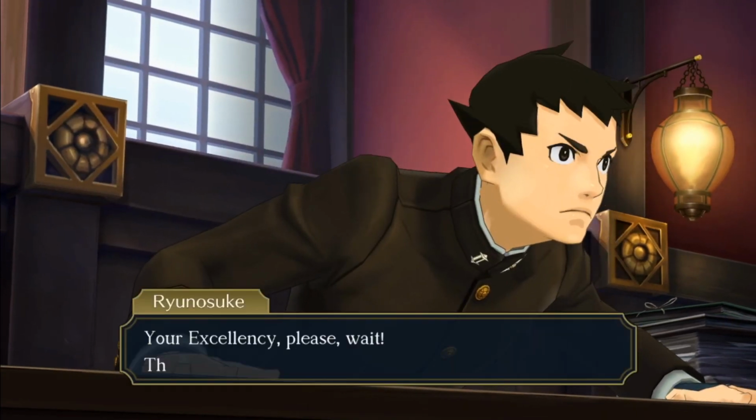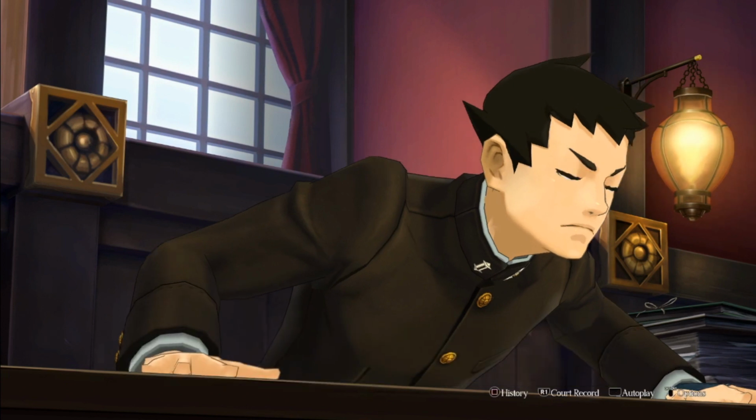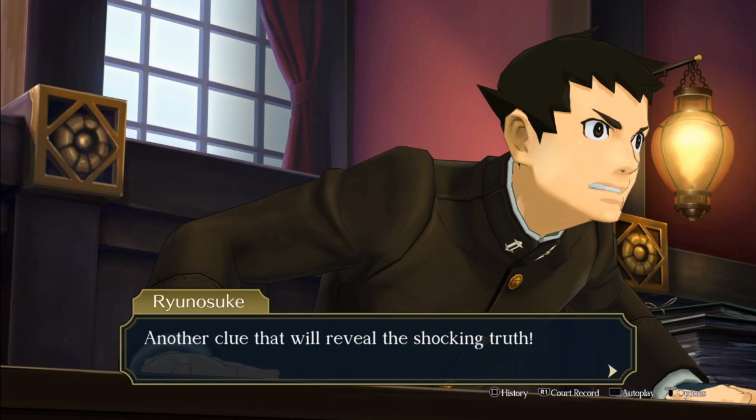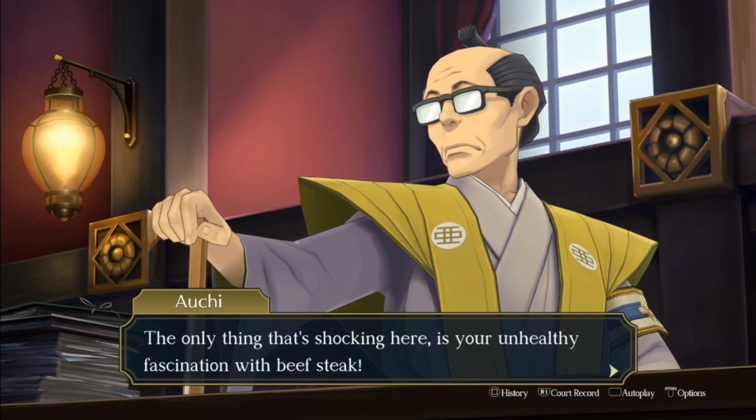Your Excellency, please wait. This plate of beef is hiding another clue. Another clue that will reveal the shocking truth. Objection! The only thing that's shocking here is your unhealthy fascination with beef steak.